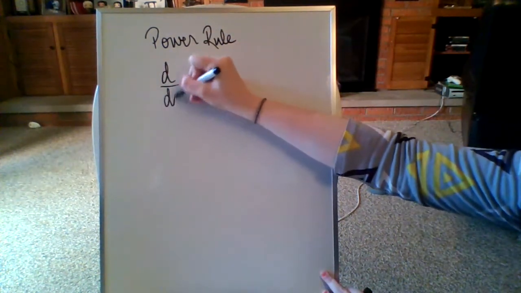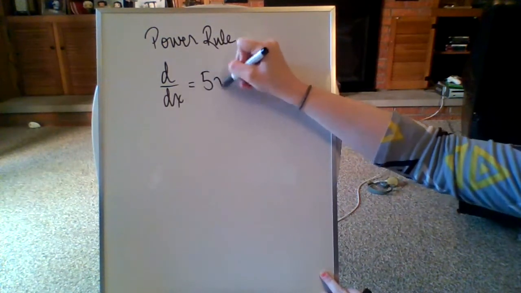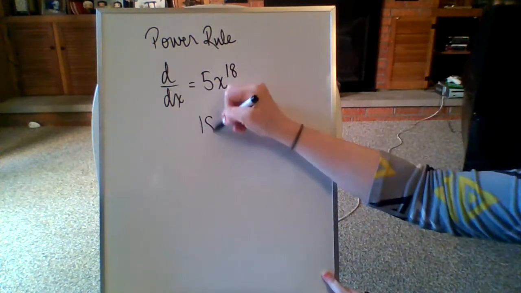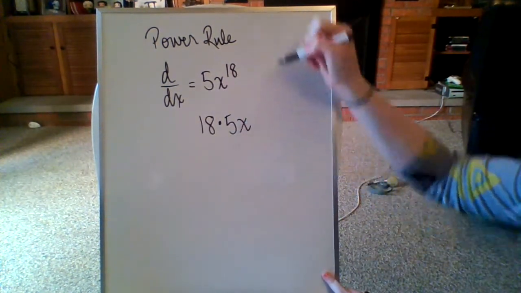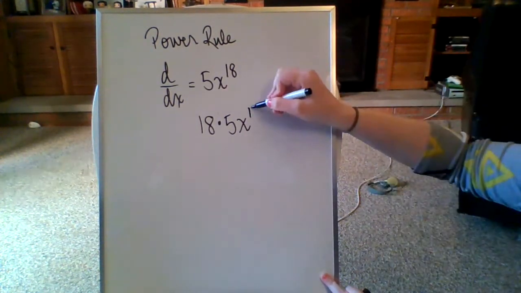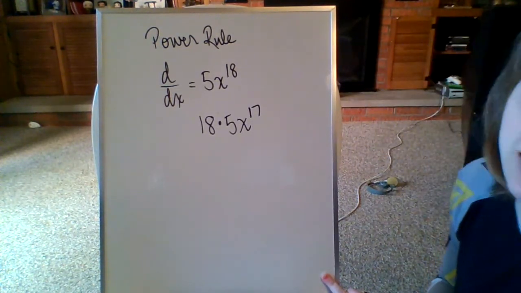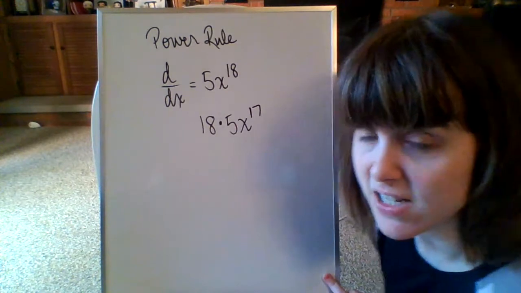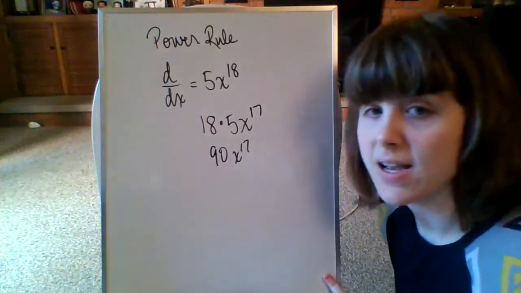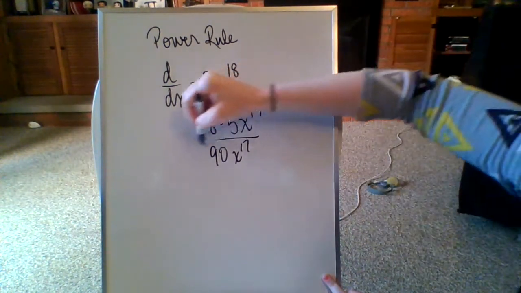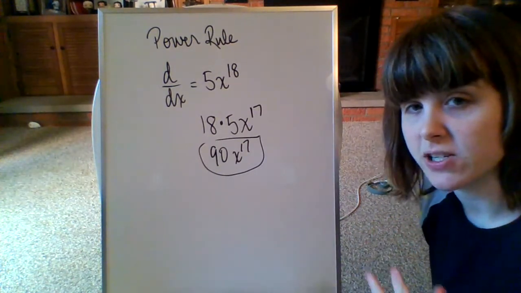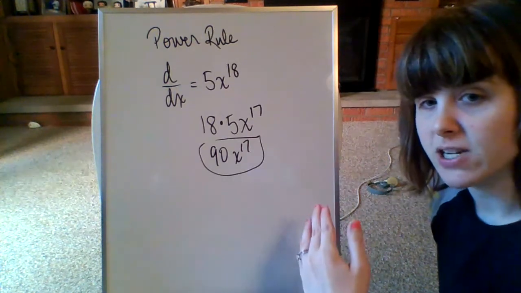We're finding the derivative of 5x to the 18th power. So we're going to move the 18 to the front, and we're going to multiply it with 5. And this 18 gets taken down by 1, so now it's 17. Alright, so 18 times 5 is 90. So we have 90x to the 17th. And that's the final answer. Okay, so power rule: you take the exponent, you move it to the front, and you take the power down by 1.